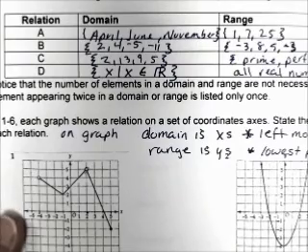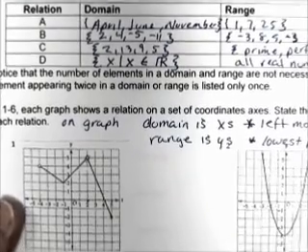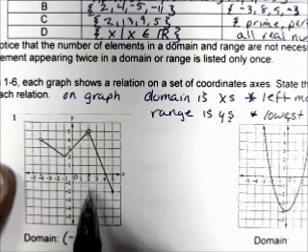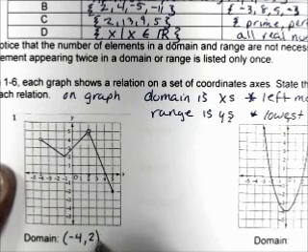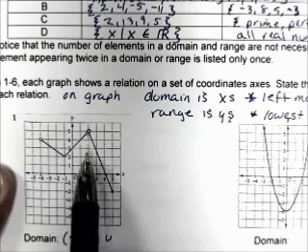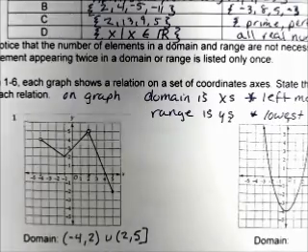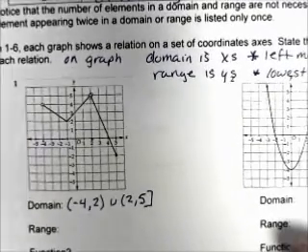So I would write this as, I'm going to use interval notation. Parentheses, -4, comma, 2, parentheses, union with parentheses 2, comma 5, and a bracket around the 5. Now, that's interval notation.